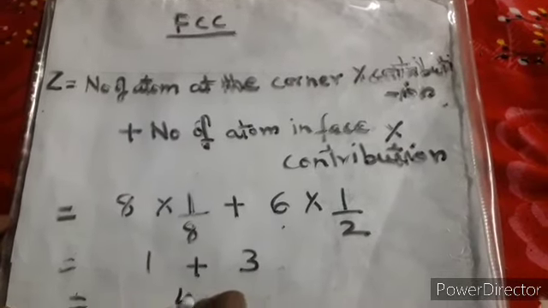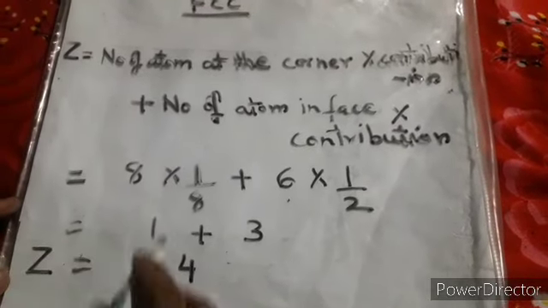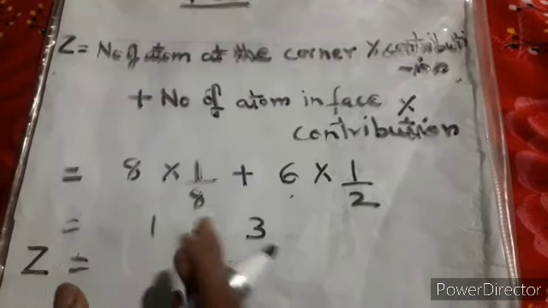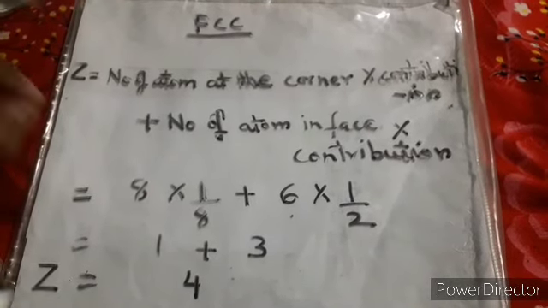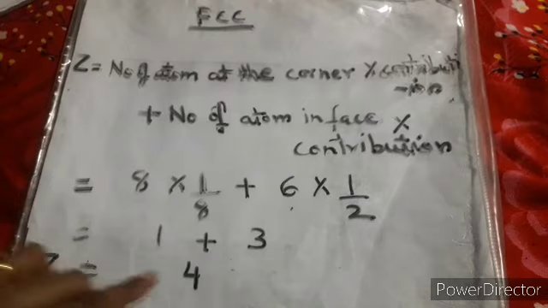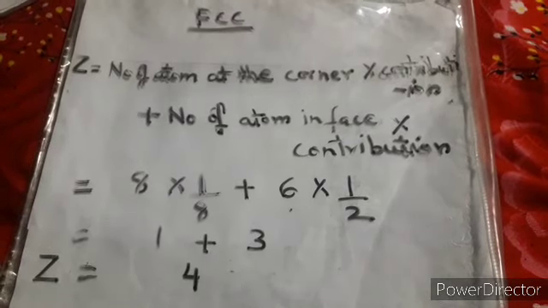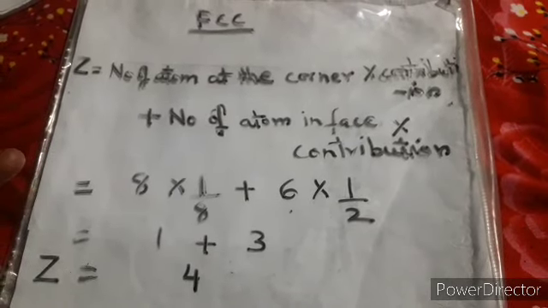So total how much is there? 4. So Z value for FCC is how much? 4. Z is the number of atoms that a particular face centered cubic cell can hold. So how many atoms will it hold in total? That is 4, right?